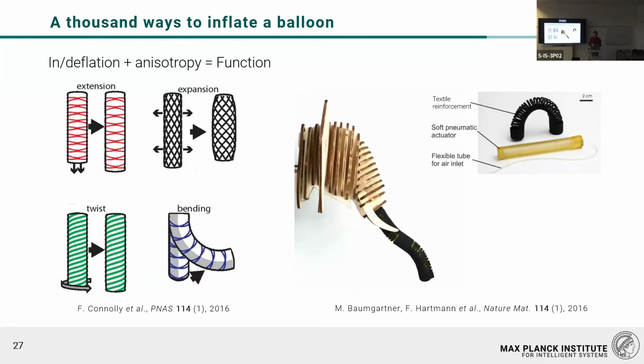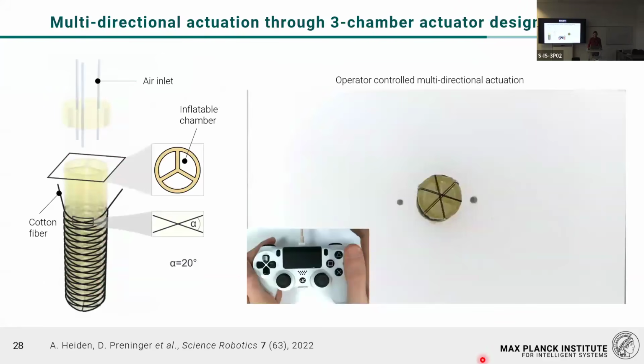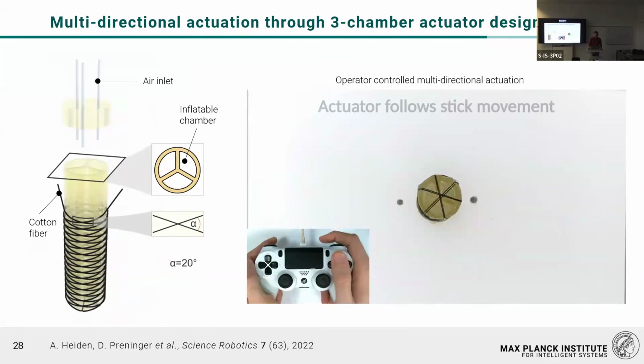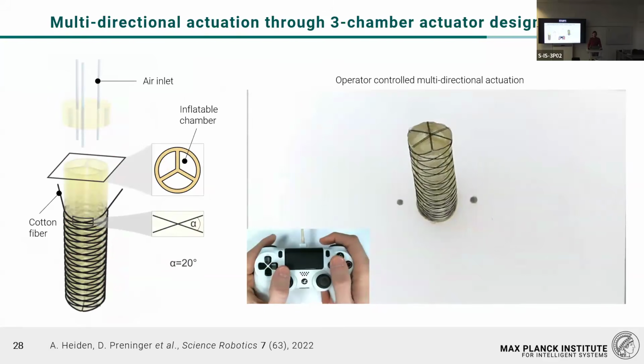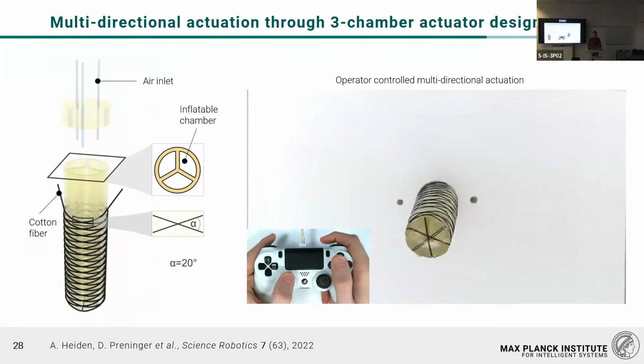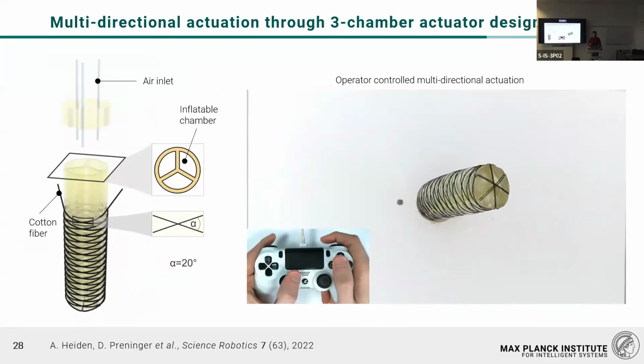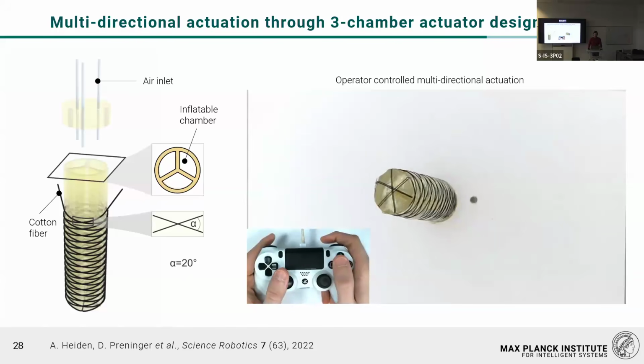If you don't want to do that, you can also play around with using different chambers. Here is an actuator that has 3 different chambers and a fiber reinforcement around it, where you can then regulate the pressure in each of those chambers to steer this actuator in space, to go basically in every direction with an infinite amount of degrees of freedom.